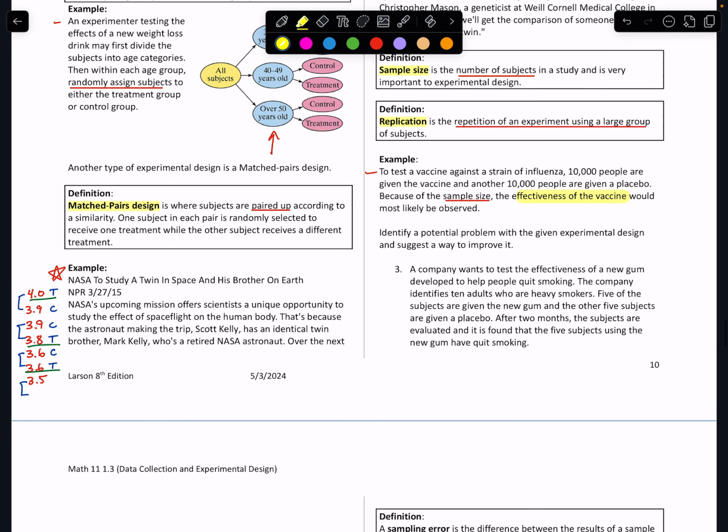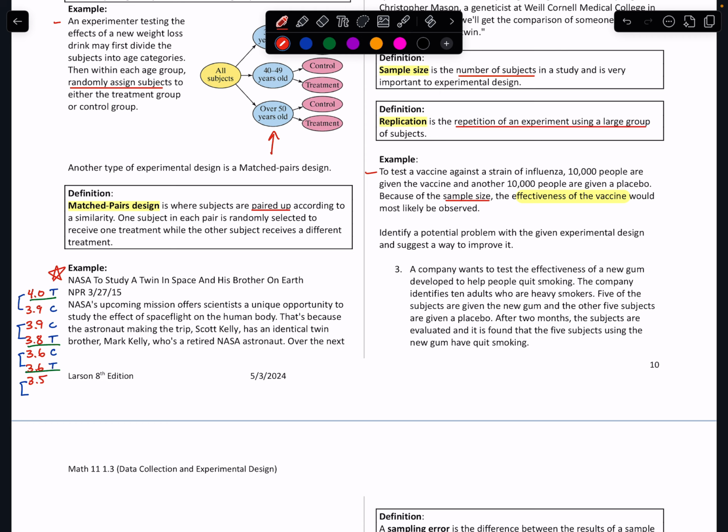So now it wants us to identify a potential problem with the given experimental design and suggest a way to improve it. Number 3 says a company wants to test the effectiveness of a new gum developed to help people quit smoking. The company identifies 10 adults who are heavy smokers. 5 of the subjects are given the new gum, and the other 5 are given a placebo. After 2 months, the subjects are evaluated, and it is found that the 5 using the new gum have quit smoking.